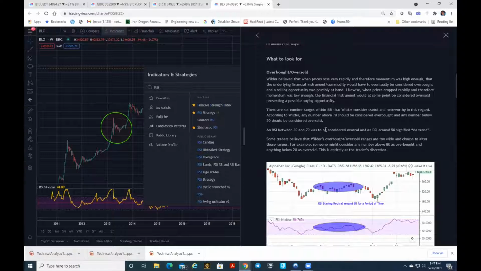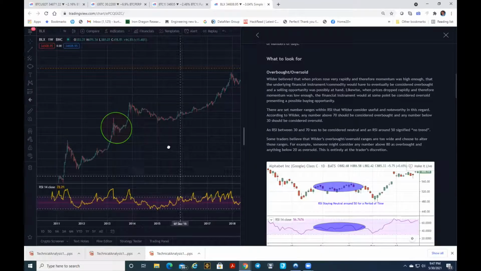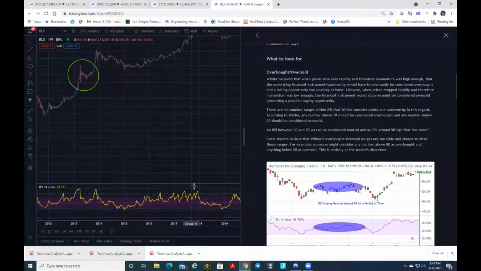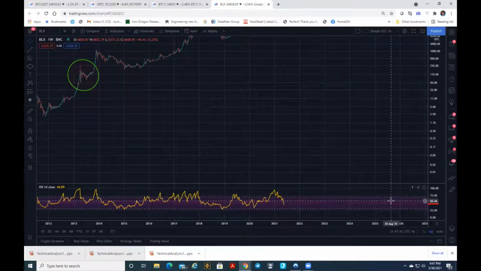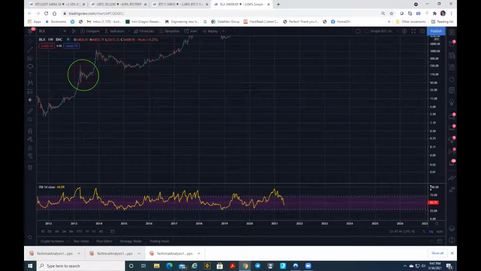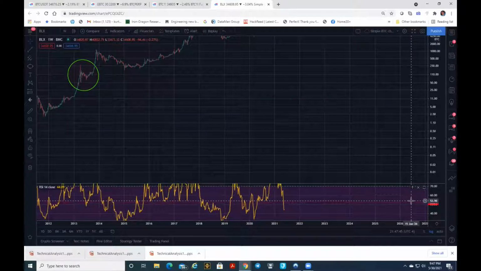An RSI between 30 and 70 was to be considered neutral, and an RSI around 50 signified no trend at all, which is kind of true and not true in crypto. You want to watch different numbers on here. A very high point of probability is around 53. So the 53 to 54 region is when you start looking bullish.